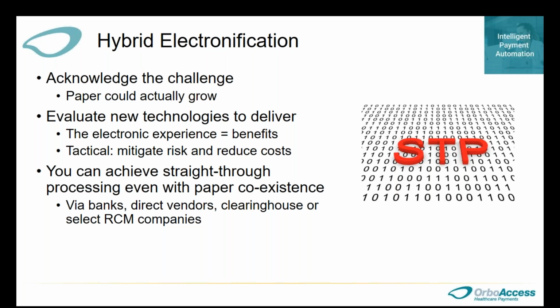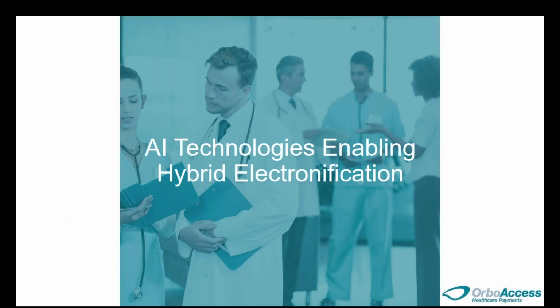So the bottom line is that we're trying, as a market, to get to a straight-through process environment, and we want to try and do it even if there's paper, if we have to coexist with paper. We can do it through a lot of different channels, whether it be the banks, vendors, or rev cycle companies. The goal is to figure out how to empower these organizations to drive a straight-through process. So that brings us to the topic of artificial intelligence.